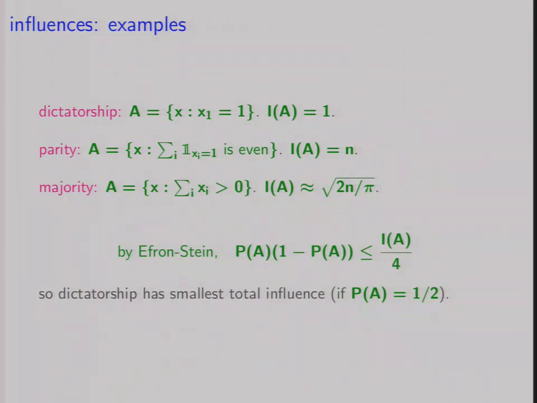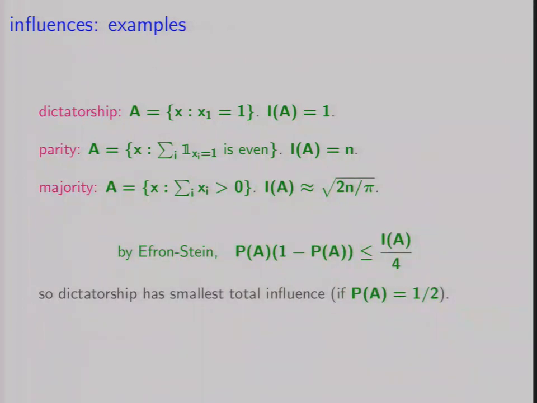Parity function. This is a strange voting rule. We say candidate number 1 wins if the total number of votes is even. That's a strange rule, but we can calculate. Now everybody is influential. So this is a good democratic voting system. Everybody has complete control. The total influence is n.